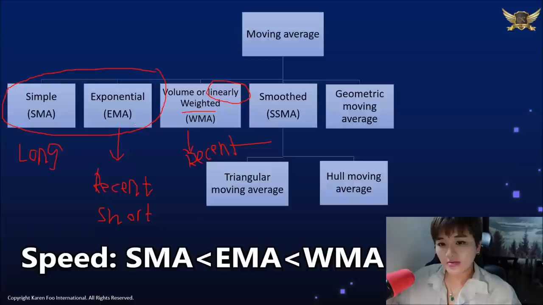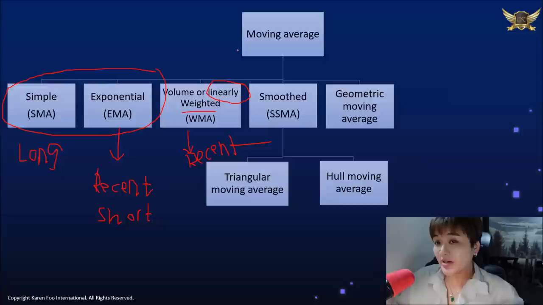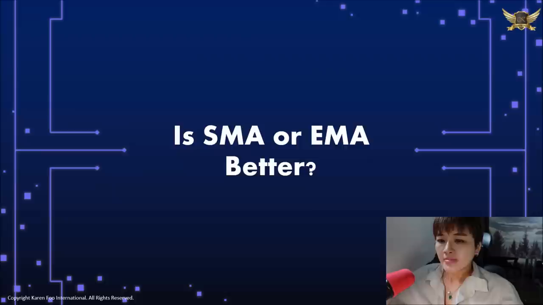Also, the linear weighted moving average allows you to assign the weight to whatever you feel is suitable, whereas EMA assigns more weight to the most recent price data. Because this is slightly more complicated, it's better for you to use EMA as compared to the linear moving average. Then the question is, is SMA or EMA better? If you've listened carefully just now, you probably already know the answer.